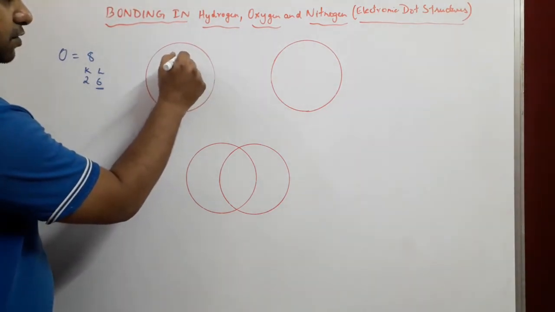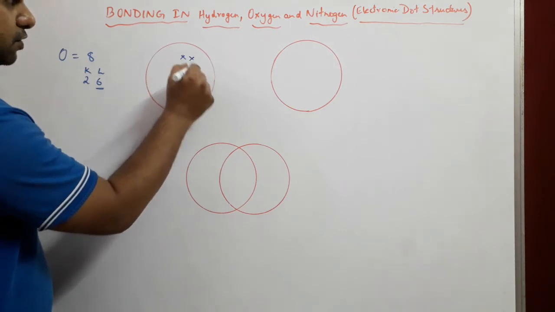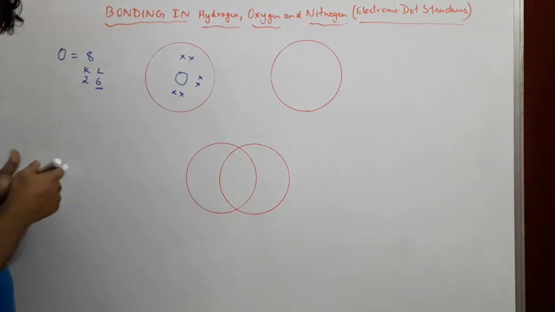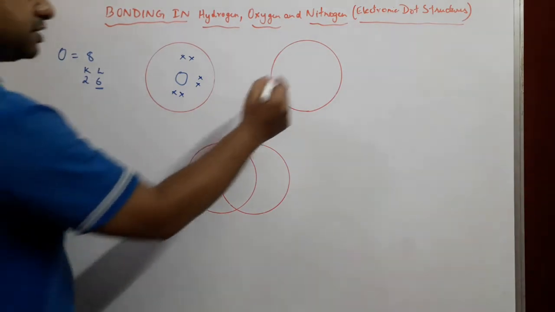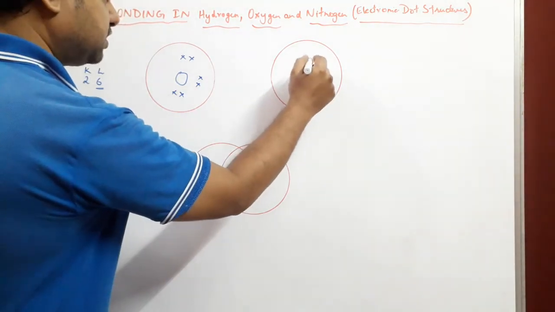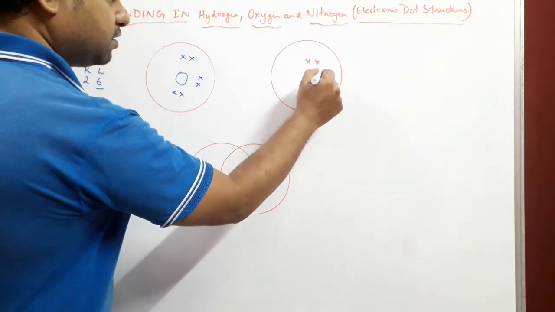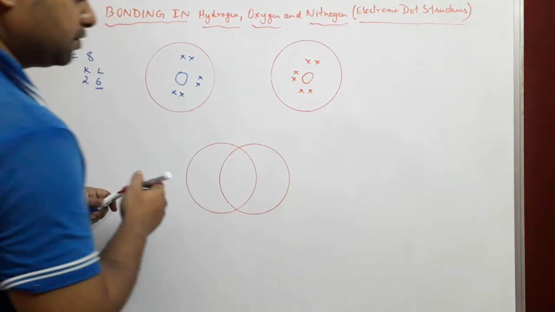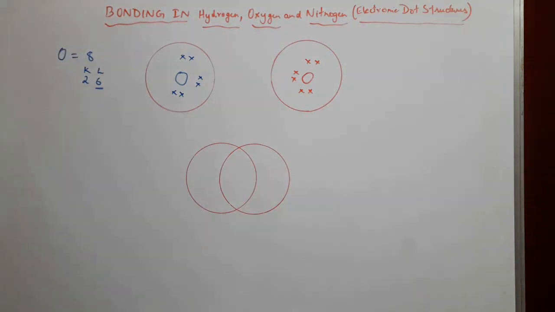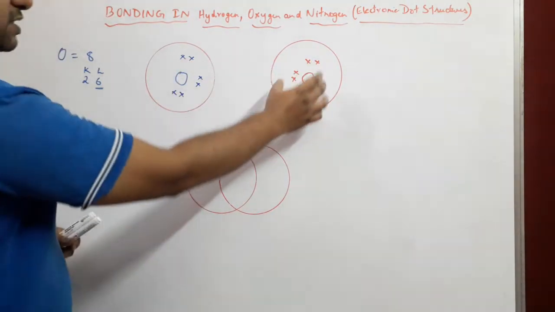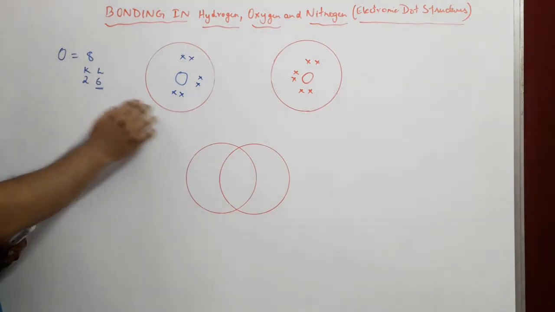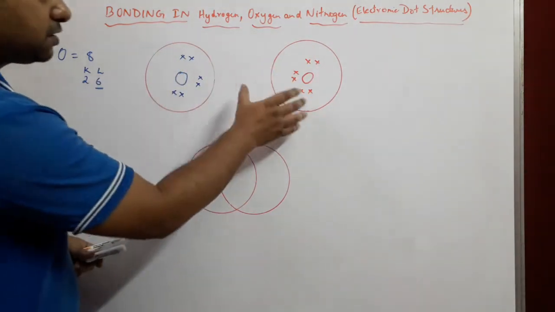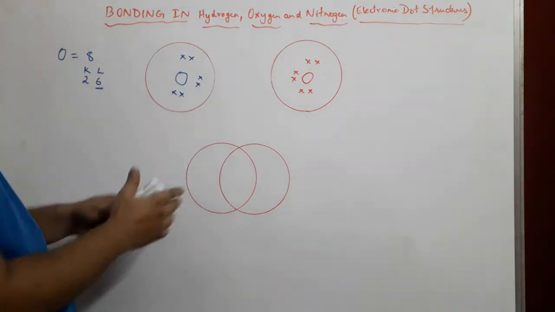1, 2, 3, 4, 5, 6, and I'll show 6 electrons here as well in this oxygen atom. Here you go. These 6 electrons symbolize the electrons which are present in the valence shell. So these are the valence electrons only, and only the valence electrons participate in the bonding.